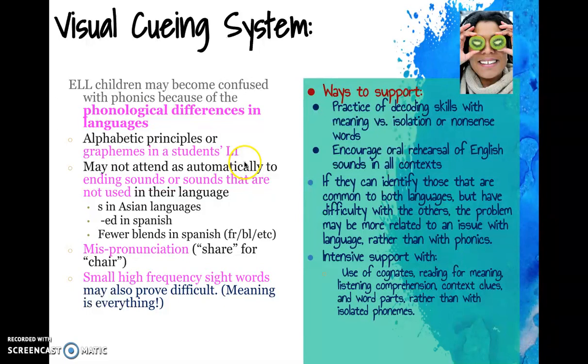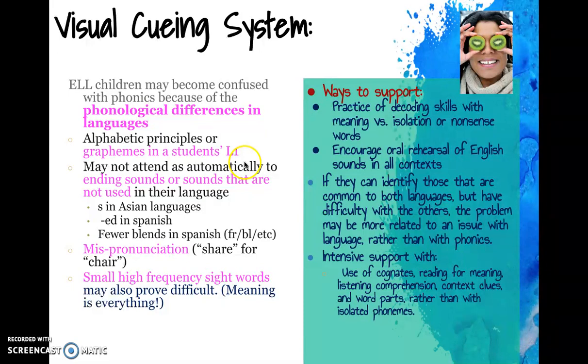One of the key pieces for English language learners as they use the visual cueing system is that they may often become confused with phonics because of the sound or phonological differences between their language and English. Some sounds exist in English that do not exist in other languages. It will be much harder for students to make the sounds, to segment and blend them, if they are not familiar with them from their first language. They will need more practice with these sounds.